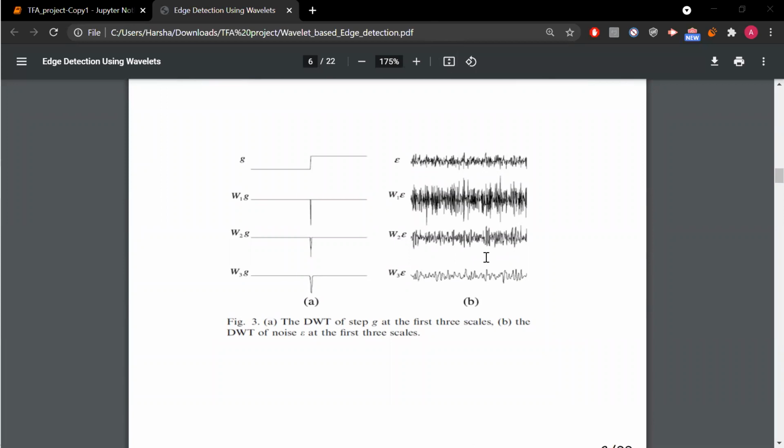So consider G as our image. We can see there is an edge, and W1 of G, which is the wavelet transform at scale 2^1, captures that edge as an inverted delta function. And even as we increase j to 2 or 3, we can see it is propagated across scales.